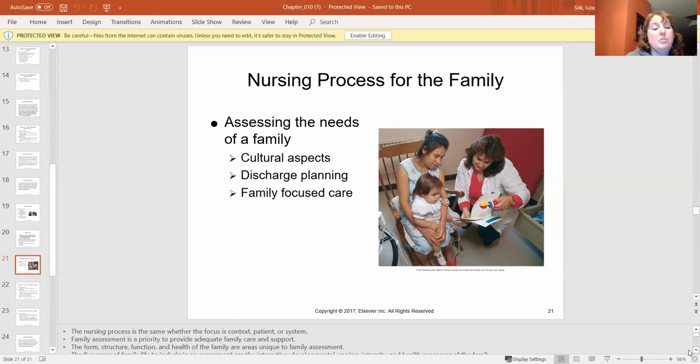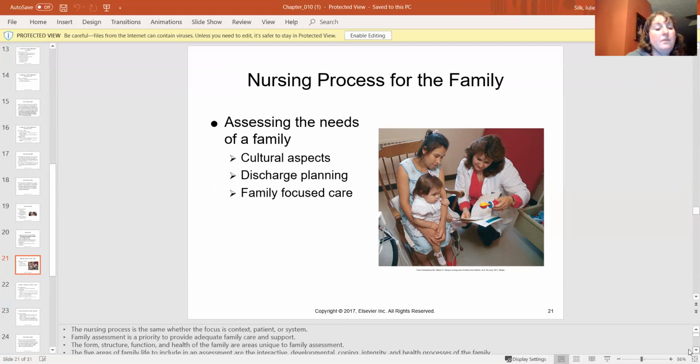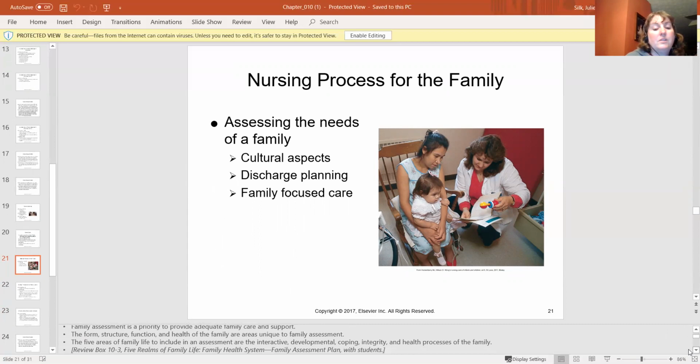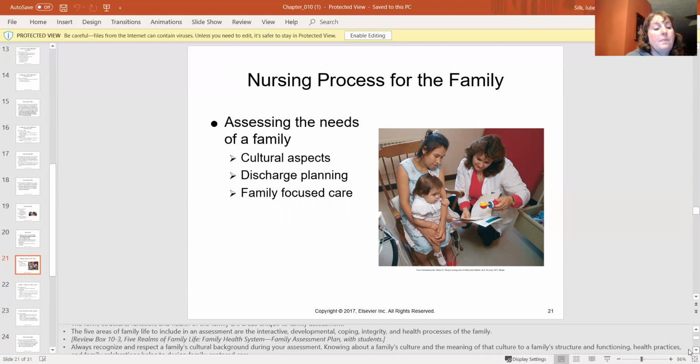Family assessment is a priority to provide adequate family care and support. The form, structure, function, and health of the family are areas unique to family assessment. The 5 areas of family life to include in an assessment are the interactive, development, coping, integrity, and health processes of the family. Always recognize and respect a family's cultural background during your assessment.